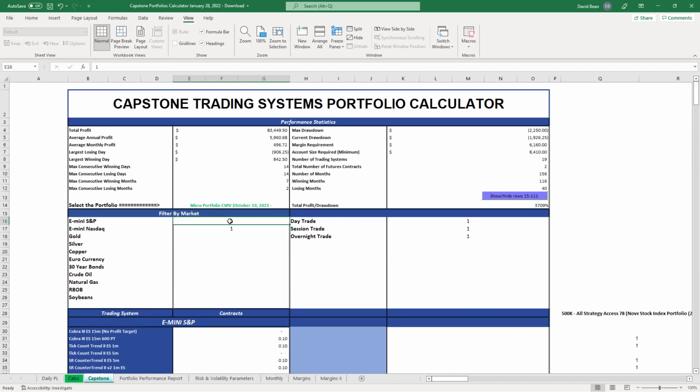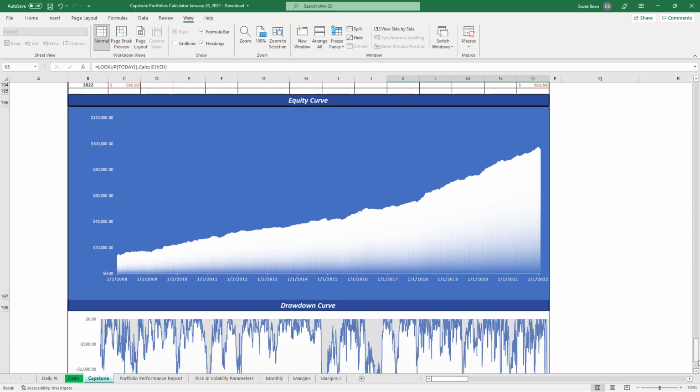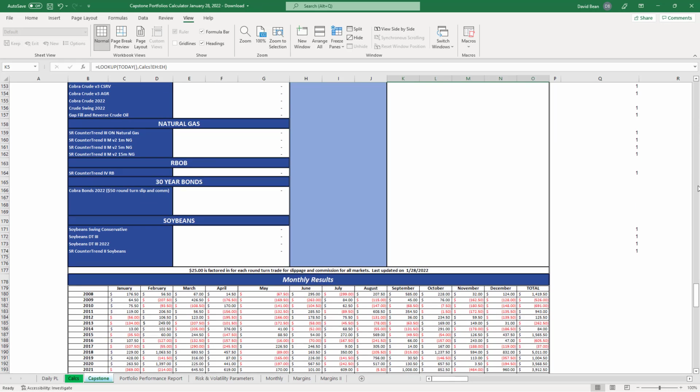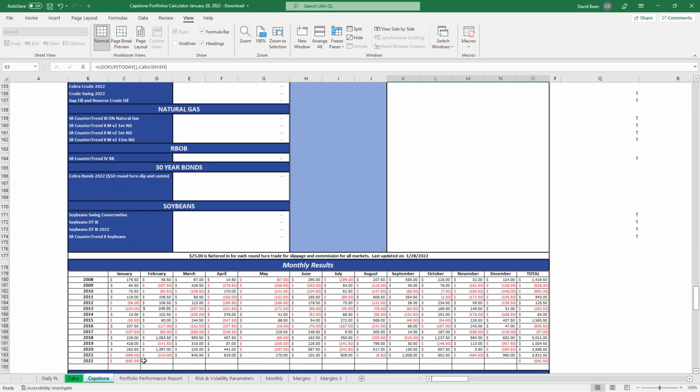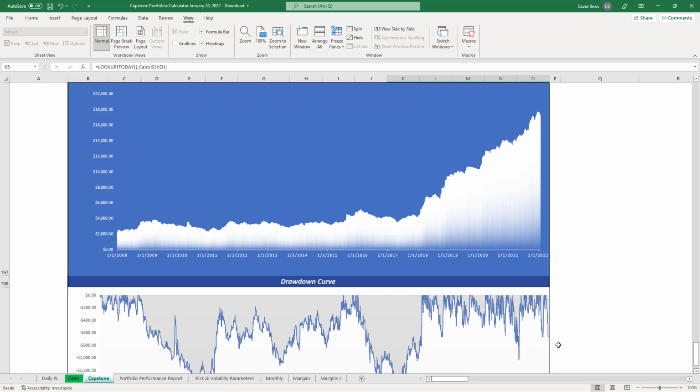Let's look at it with just the Nasdaq. Well, it's really good with just the Nasdaq. See, only 655 out of 734. The Nasdaq is our strength. And let's look at the monthly results and drawdown curve. It's only down 592.50. And in the modern era of Nasdaq strategies, this is a normal drawdown, a good entry point.